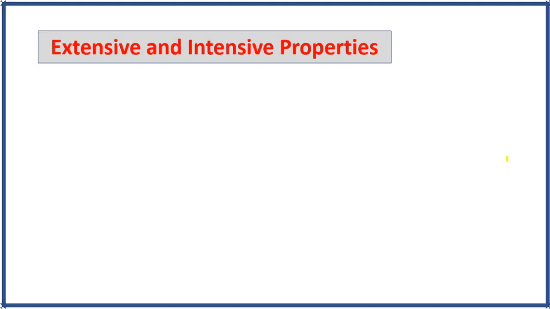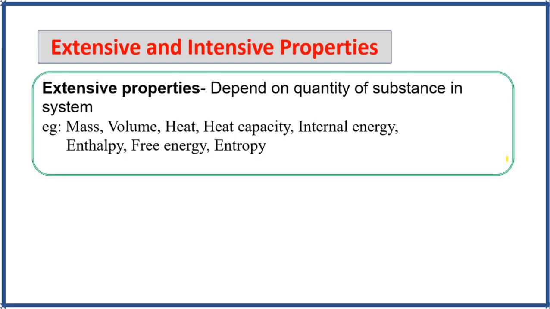thermodynamics. Next, we will move on to the concept of extensive and intensive properties. So, what are these extensive properties and what are these intensive properties and what are the examples for them? First, extensive properties. Extensive properties depend on the quantity of substance present in the system. So, they depend on the quantity present in the system. For example, mass, volume or entropy, heat capacity, internal energy, enthalpy, all these parameters depend on the amount of substance present in the system. So therefore they can be called extensive properties.